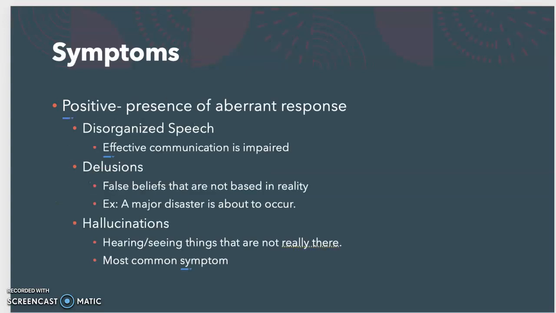The symptoms. There are positive symptoms, which is the presence of aberrant response. This is disorganized speech, so effective communication becomes hard. There's something known as a word salad. That means a person will take words that mean nothing and put them in a sentence, and they can't be understood. There are also delusions, which are false beliefs that are not based in reality. An example of this is a major disaster is about to occur, even though there are no warnings or indications that this disaster will occur. So it's a delusion. Hallucination is hearing or seeing something that is not really there. This is the most common symptom of schizophrenics.